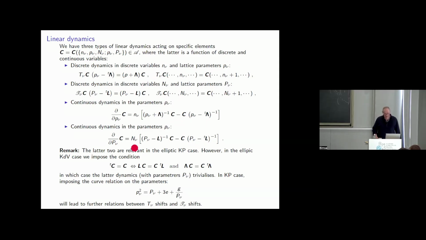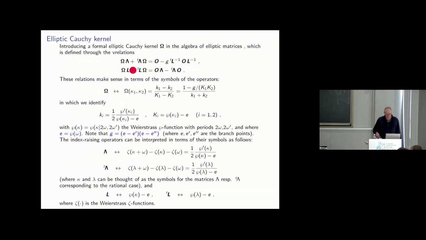In the KdV case, we impose an additional condition that you have a symmetry with respect to transposition, and that gives you some extra conditions. That is actually the condition that is responsible for the fact that these capital P shifts do not really appear in the system for the KdV case, but they do appear in the corresponding KP generalization.